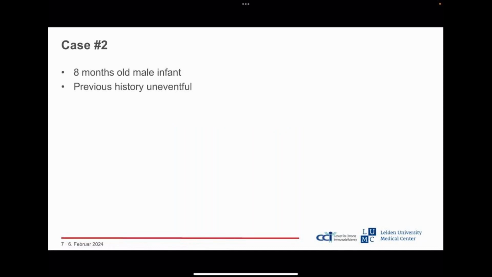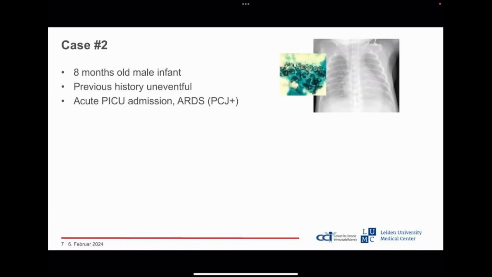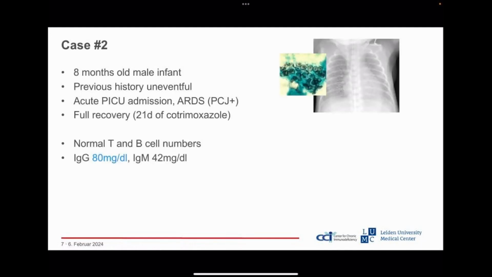So case number 2 is the history of an 8-month-old male infant with a previous uneventful history. He was acutely admitted to ICU because of respiratory failure and was identified to have a pneumocystis pneumonia. He recovered fully after a 3-week course of cotrimoxazole without sequelae and was identified to have normal T and B cell numbers, but significantly reduced IgG.